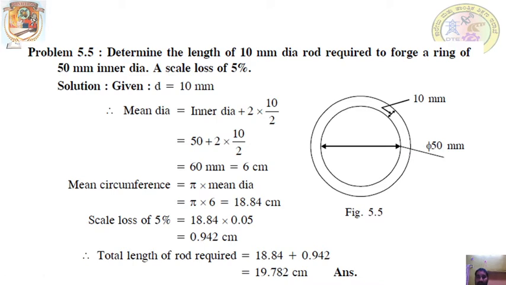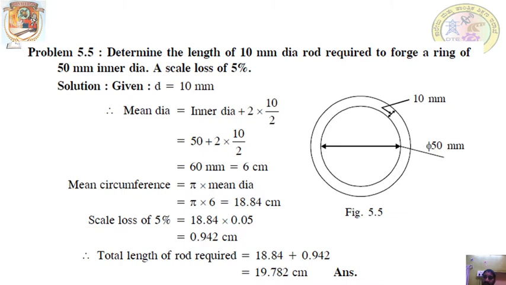50 plus 70 is 120. 120 divided by 2 is 60, that is 6 centimeter. The mean dia is 6 centimeter. Mean dia means middle of this. For the middle, since it is 10 mm, 5 mm this side, 5 mm this side, so 50 plus 5 is 60. The 60 is the mean dia.